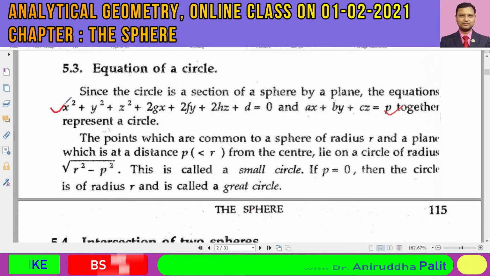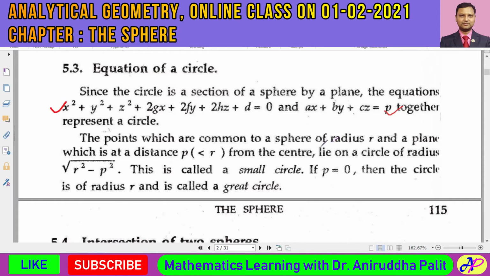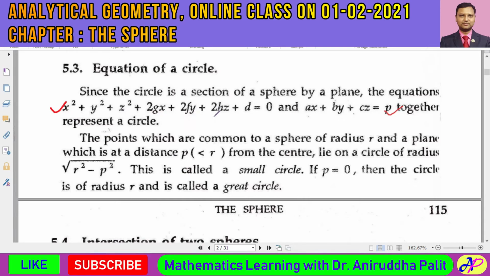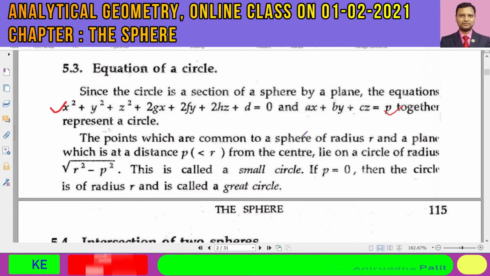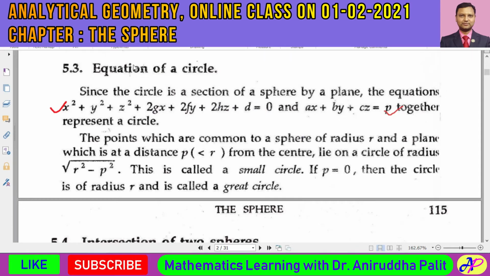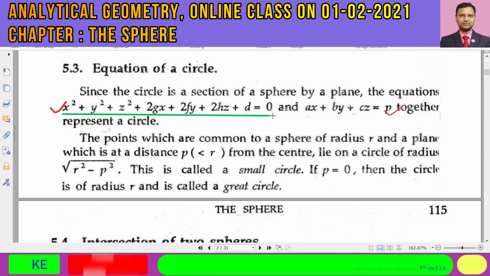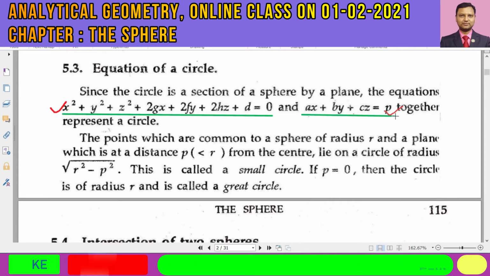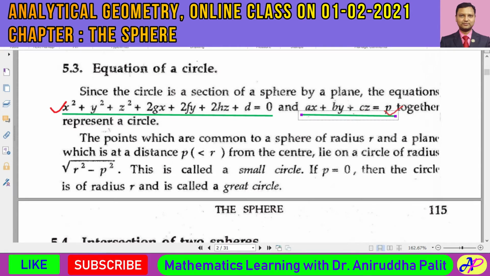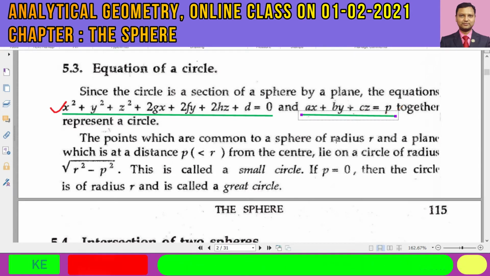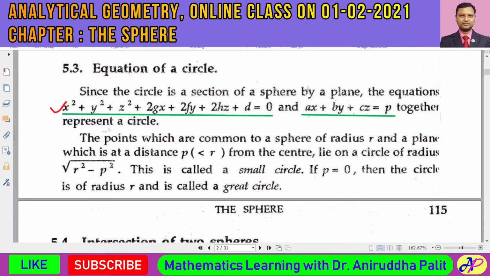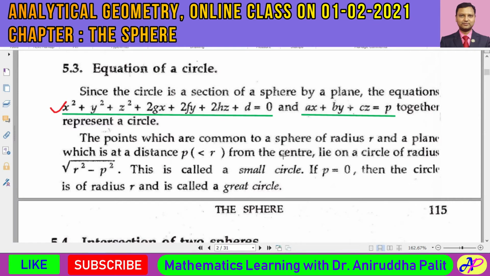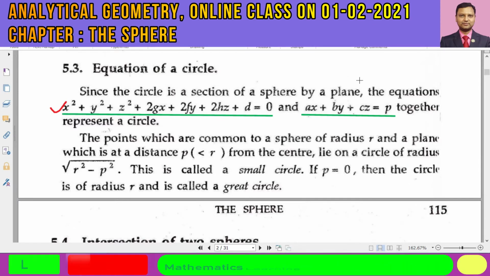So let us consider this sphere: x² + y² + z² + 2gx + 2fy + 2hz + d = 0. Say this is the equation of the sphere, and let us consider the plane ax + by + cz = p. This would be the equation of the plane. All right. Now let us draw the picture over here.